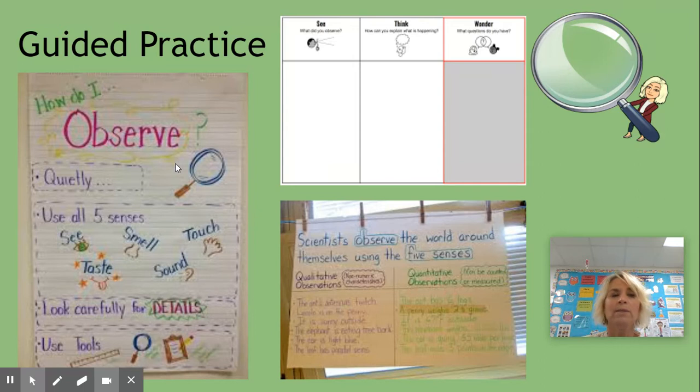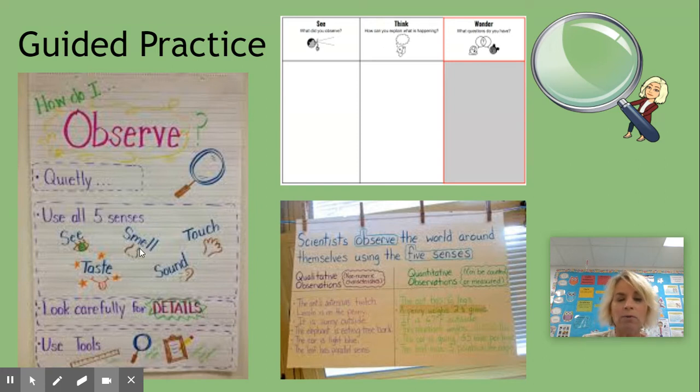Well, often we observe quietly, and that's because if it's something we're observing, we want to be able to hear the sound they're making. We want to be able to use all those five senses. We want to see, if possible, we want to taste, but that doesn't happen very often. We want to touch, smell. Remember, we want to waft, not smell really, really hard, but just gently. We want to look carefully for details.